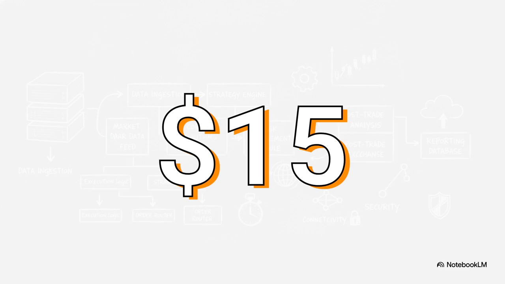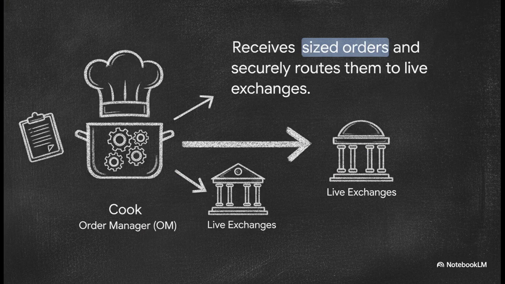It's built-in, automated risk parity. Once that order is perfectly sized and risk-checked, it moves to Step 3, the order manager, or OM. This is our cook. The OM receives that sized order and does all the heavy lifting of physically routing it out to live exchanges like Hyperliquid or Deribit. It's also responsible for meticulous record-keeping, logging every single success or failure for diagnostic review down the line.